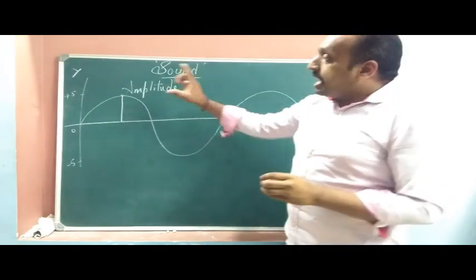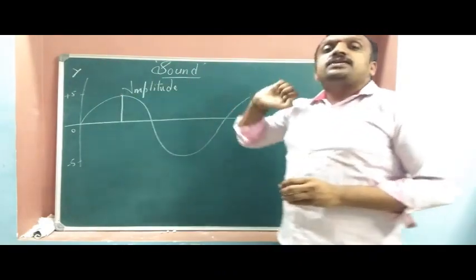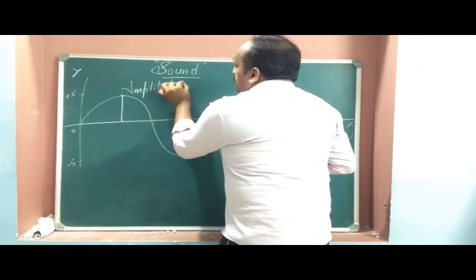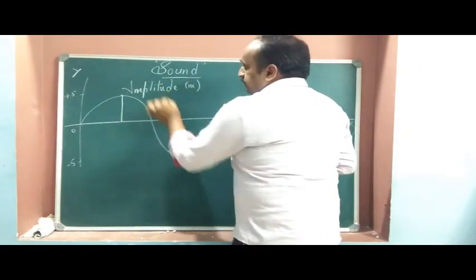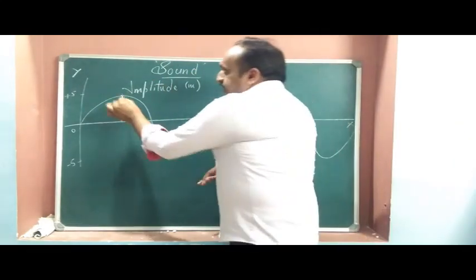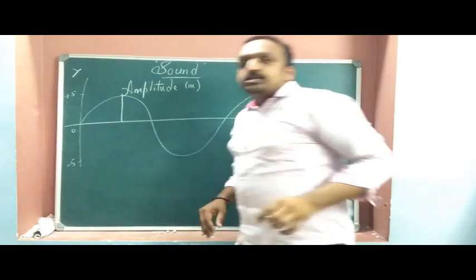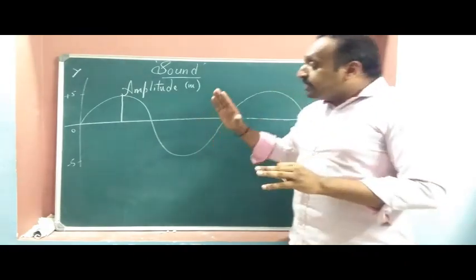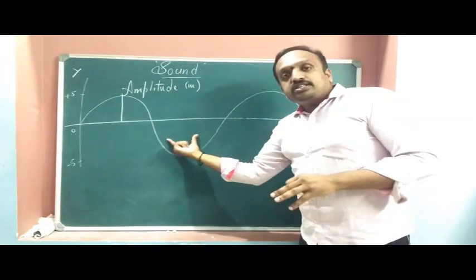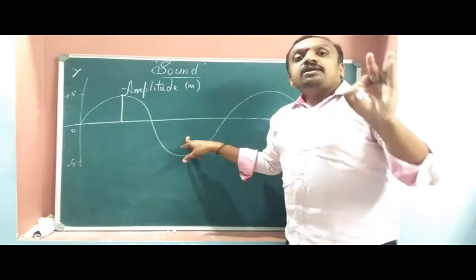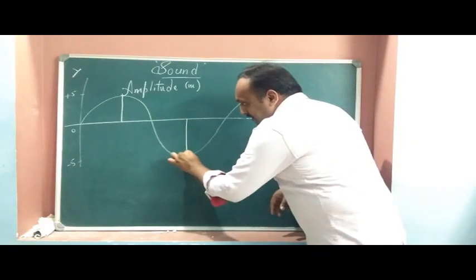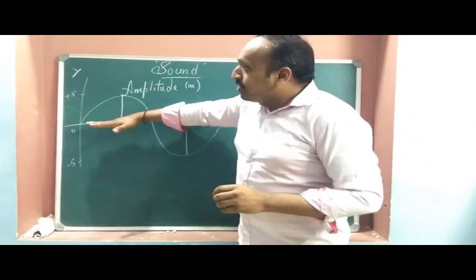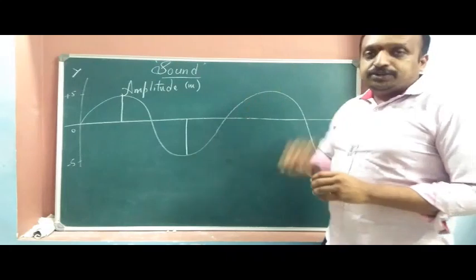I repeat, amplitude is the maximum displacement of the wave from the mean position, and the unit of amplitude is meter. So the unit of amplitude is meter. That may be for the crest or for the trough, the amplitude of the wave remains the same. Here, this distance. Clear? So I repeat, the maximum displacement of the wave from the mean position is the amplitude.